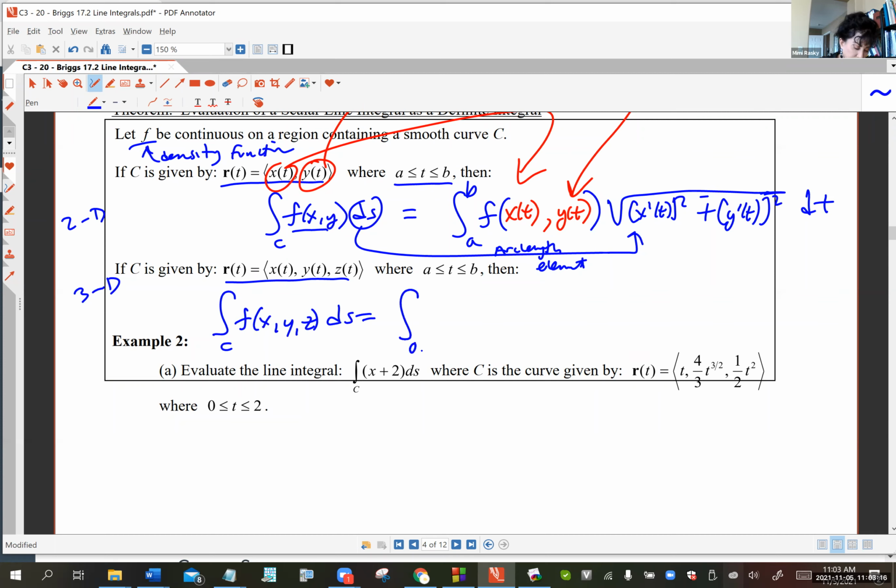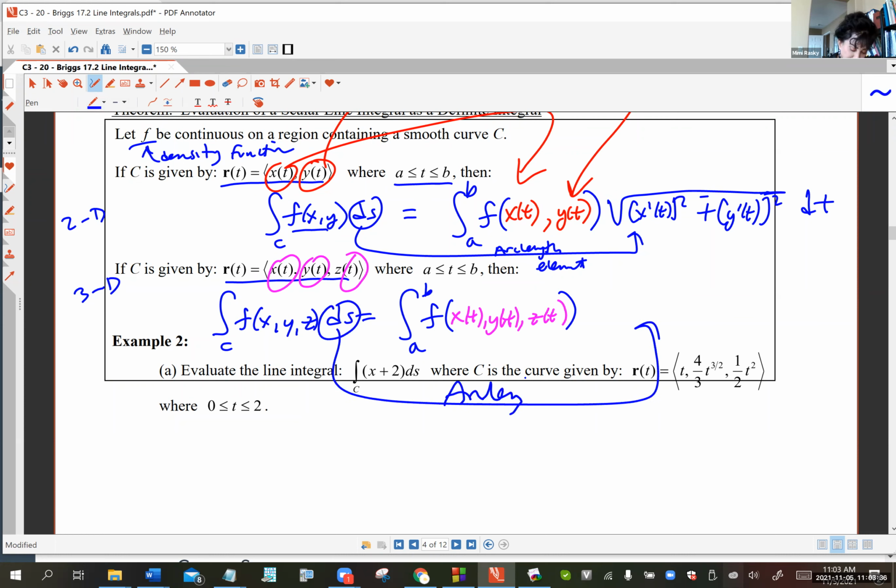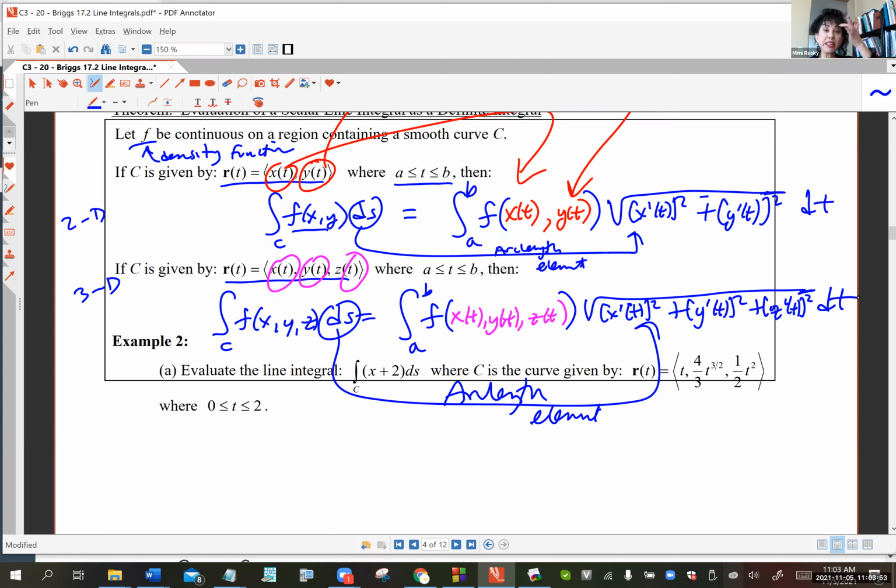So here you're going to integrate between a and b, and your f, you'll have to replace your x's, y's, and z's with the x, y, and z components from your vector valued function. Yeah, you got to do a lot of replacements. And your arc length element, so here's your arc length element here, is that huge radical, because now you've got to worry about 3 components here that you take the derivatives of, square them, and then add the squares together, and you integrate with respect to t. Not x, not y, t.